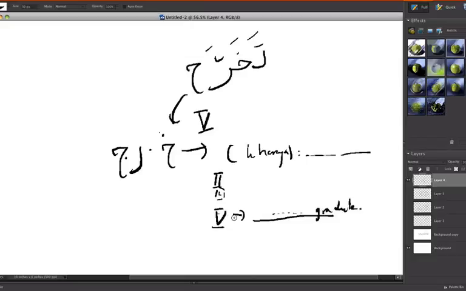So that's a simple, short lecture for now. In the next part, I'm going to show you the relevant part of the dictionary that says takharaja.